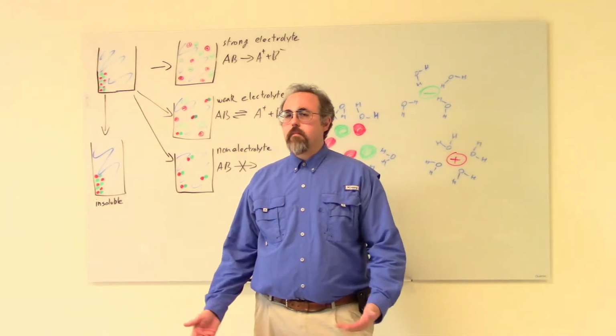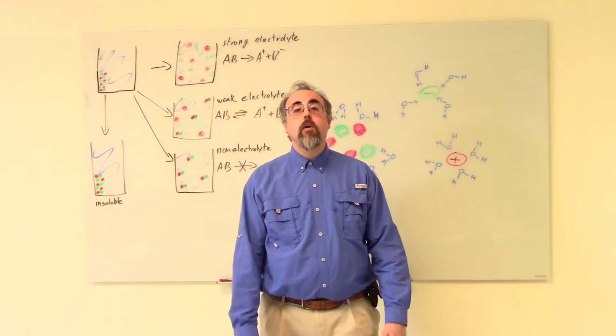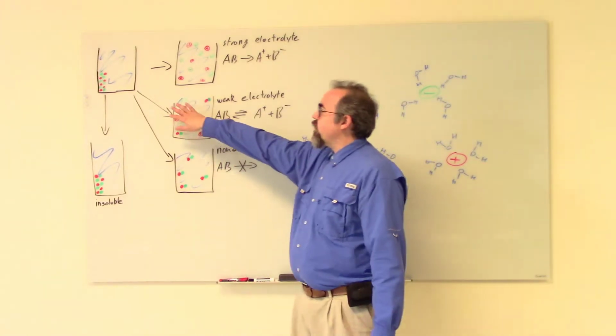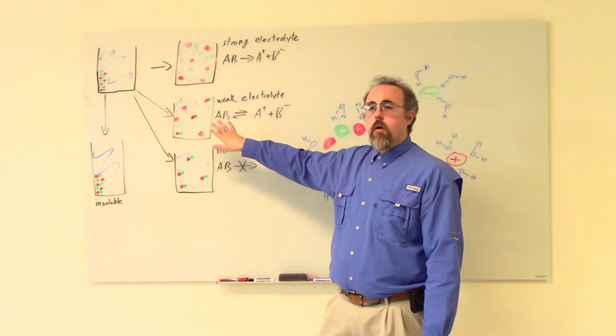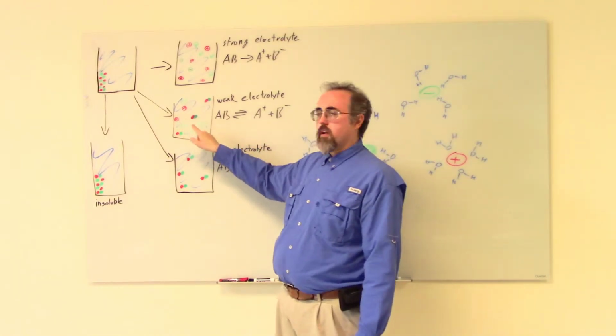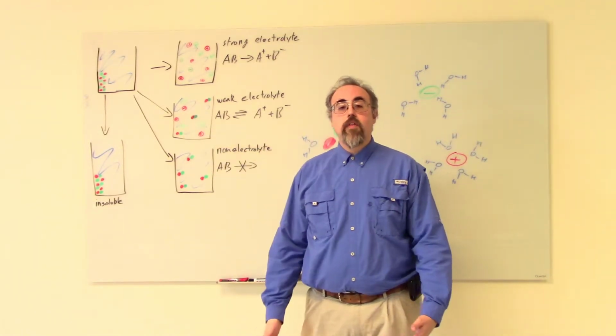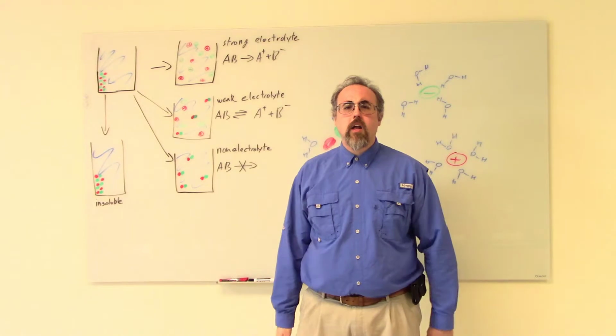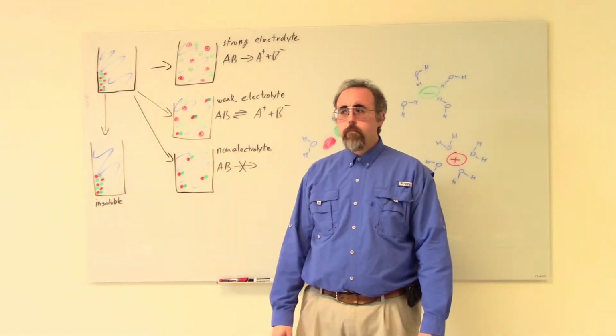Now, as opposed to a strong electrolyte, there is what we call a weak electrolyte. In this case, you will still dissolve, but you will have some that are ions and some that are free-floating, potentially molecules or clumps of atoms.